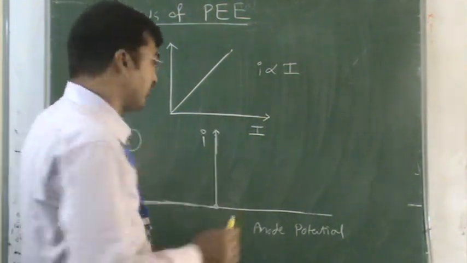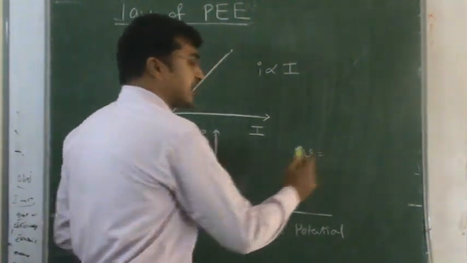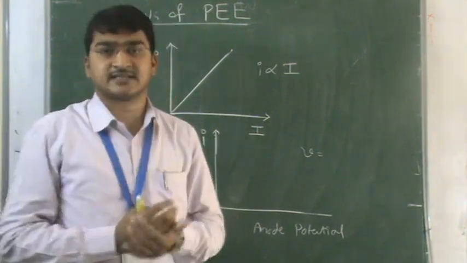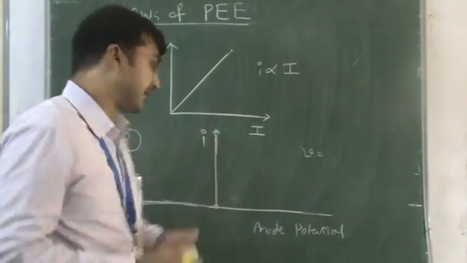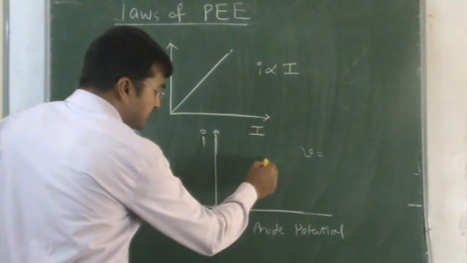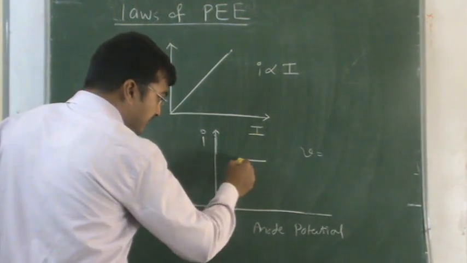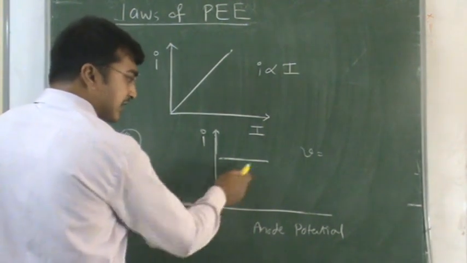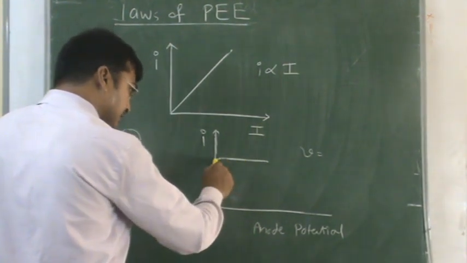Let me take one light of one frequency, let us assume red color. Red color with different intensities, different brightness. Okay, I am taking one light. So initially, with frequency, anode potential and current, there is no direct relation, and it comes like this.